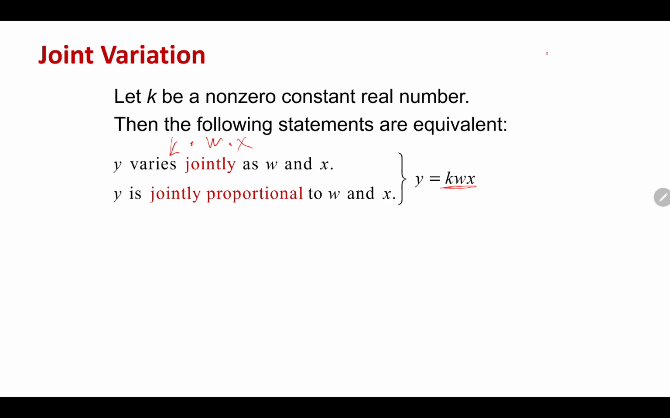Now, as we've already seen, we can have things be both directly and inversely related. We can also have things be jointly and inversely together. So let's take a look at some.